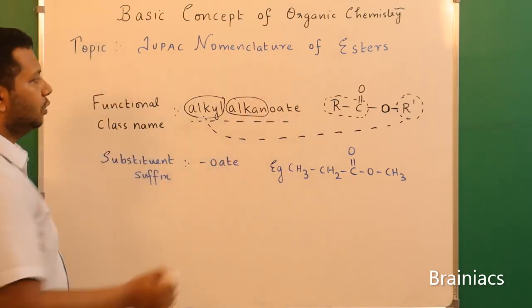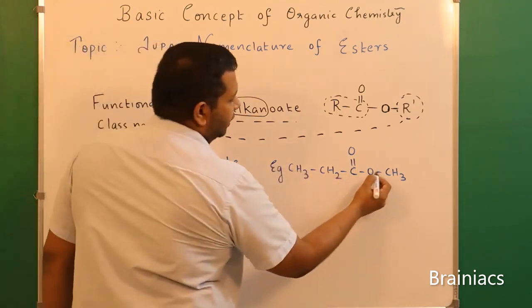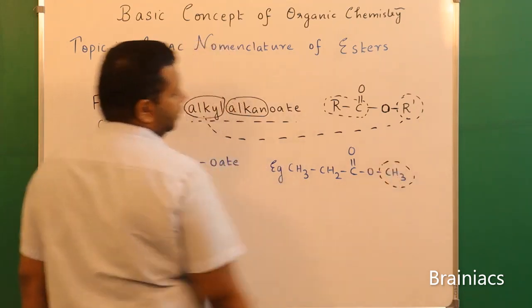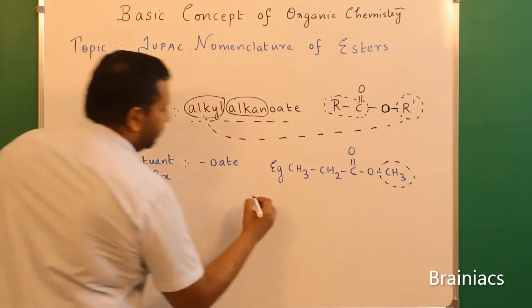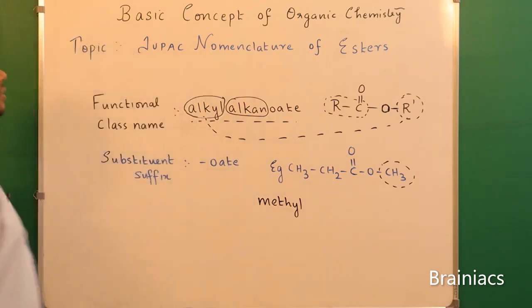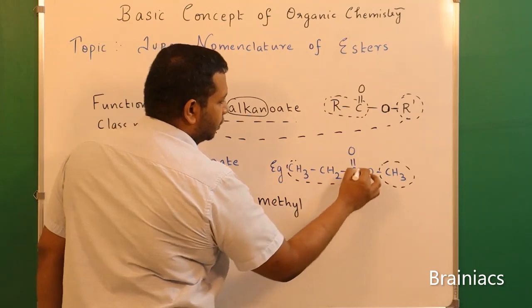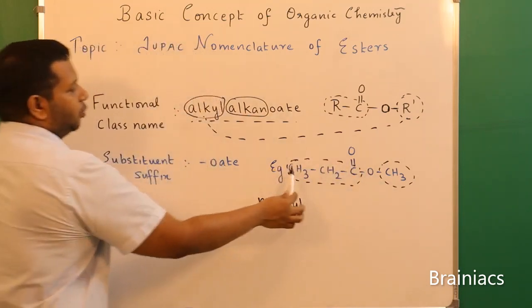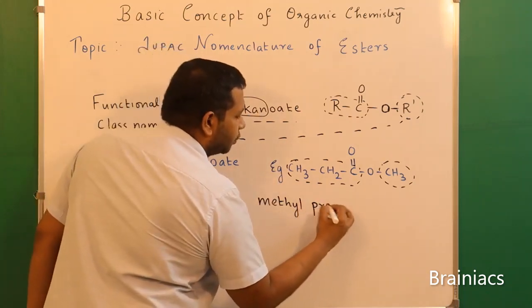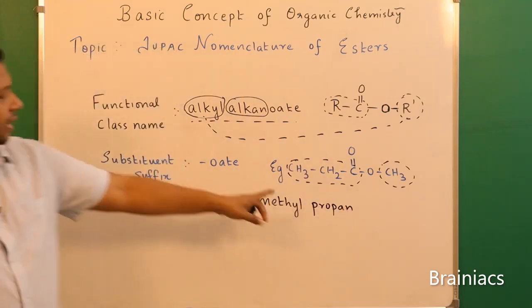Understood? So we can see one example here. First for naming, I look for the oxygen and what is connected to it. I can see methyl is connected to oxygen, so I will start with methyl. Then comes alkane. For that I select the parent carbon chain. How many carbon atoms does it have? 1, 2, 3, so 3 carbon atoms. So I will use prop, that is propane. So alkane is complete. That is propane here, so methyl propane.